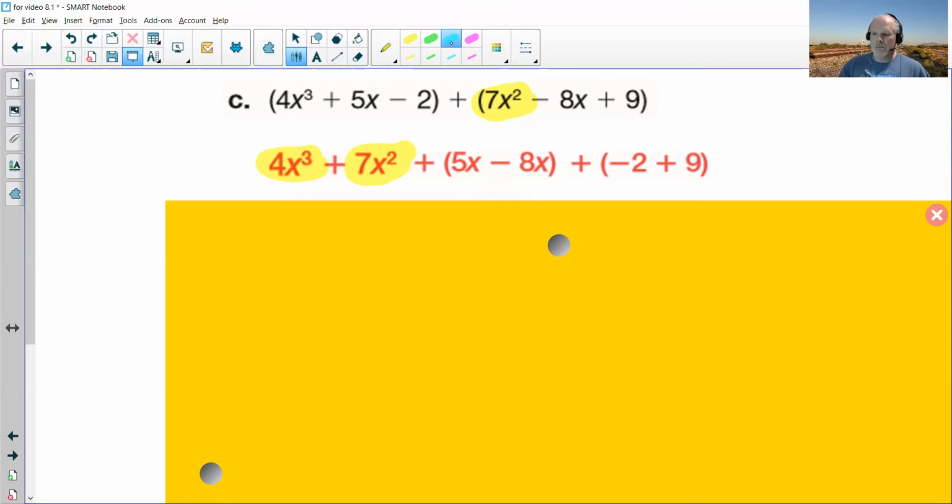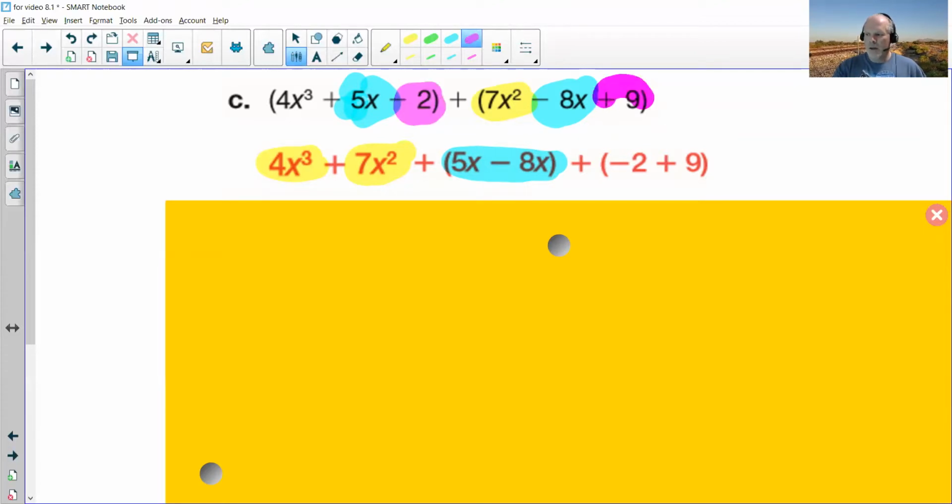Then things change a little. Notice we have a linear term, 5x, and then we have another linear term over here, negative 8x. We'll combine those two together, 5x minus 8x. And that's this part here. And then finally we have our constants. So we have a minus 2 here and a plus 9. So we combine those together here, minus 2 plus 9.